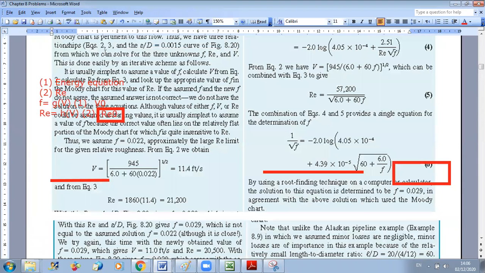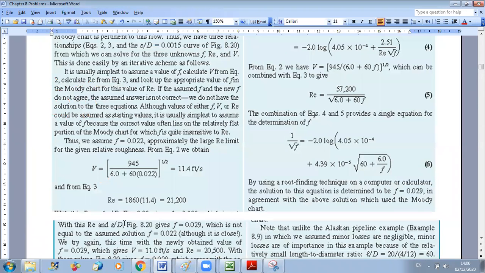Okay, so as we said, since we have two unknowns, we should make a certain assumption. And the assumption, as we did, is 0.022, and I explained why we chose it. Here they are explaining it for you. They are saying that it is usually simplest to assume a value of F, because the correct value often lies on the relatively flat portion of the Moody chart, for which F is quite insensitive to Reynolds.